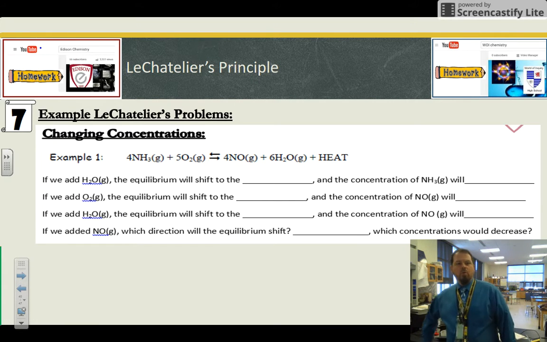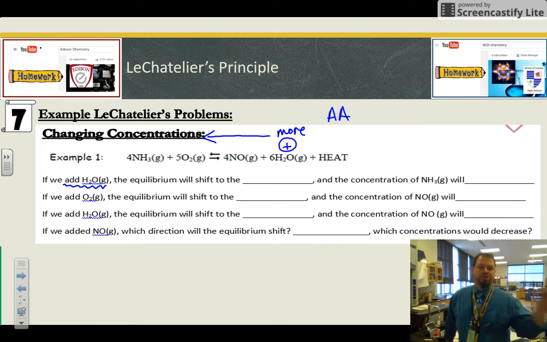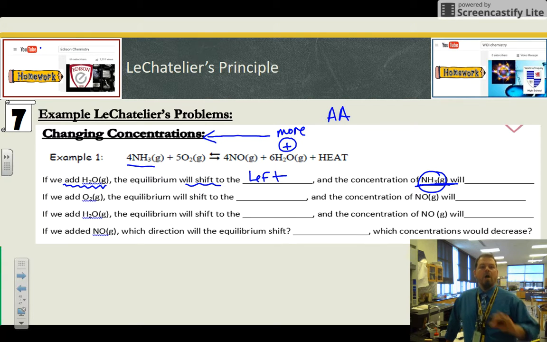Okay, so what I'm going to actually want to do is just figure out where these things are. So if I'm going to add H2O, I see there's my H2O. I'm going to add H2O. I go away from what I add, so I will shift to the left. See how we did that? And notice the notations he's putting up top. That's what helps. So now the concentration of ammonia will go up.